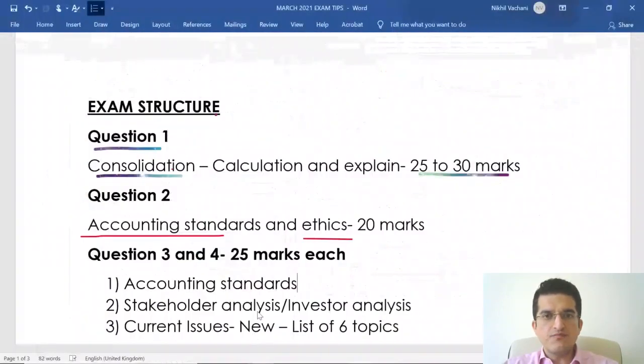So question 2 is based on accounting standards and ethics for 20 marks. And my advice to students was to start with question 2 of the exam, because it's something that you're comfortable with. It's a shorter scenario. You've practiced these questions. You know that they're unethical. Watch out in this ethics bit for this particular exam sitting and the previous ones as well.